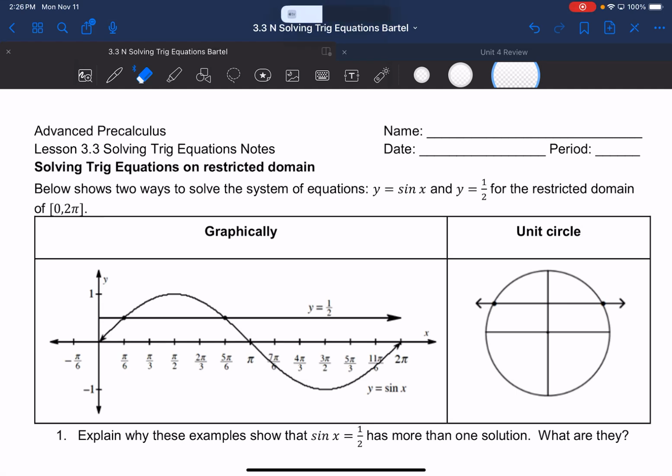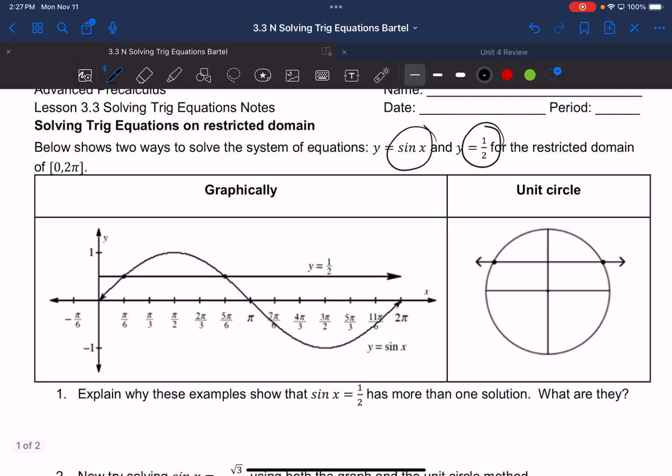of trig equations today. So it says below shows two ways to solve the system of equations y equals sine of x and y equals 1/2 for the restricted domain. Basically, we want to know where does this equal this, right? They graphed both of them for us.